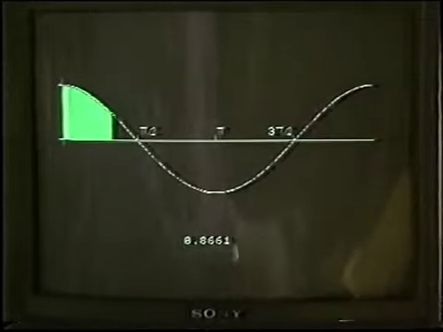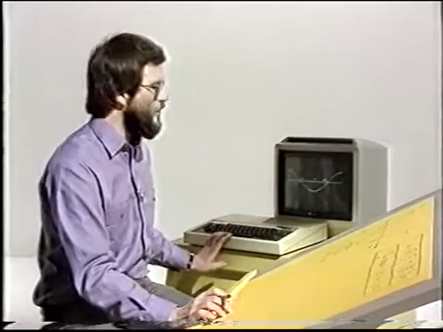So choosing the right-hand endpoint of the integral as a number between 0 and pi over 2 gives us the corresponding area. But what happens if the right-hand endpoint is further away, say at pi?